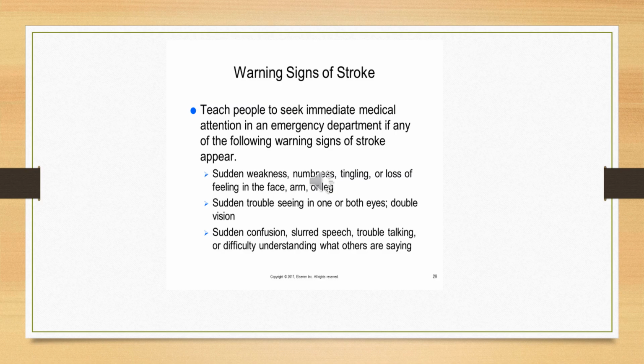Okay, so you want to make sure we're teaching our patients potential warning signs of strokes, because they want to get immediate medical attention as quickly as possible to try to alleviate the effects of that stroke. So sudden weakness or numbness or tingling, loss of feeling in your face, arms, and legs, trouble seeing, confusion, or slurred speech could be potential warning signs that a stroke is occurring, and you want to teach your patients to seek immediate medical attention.